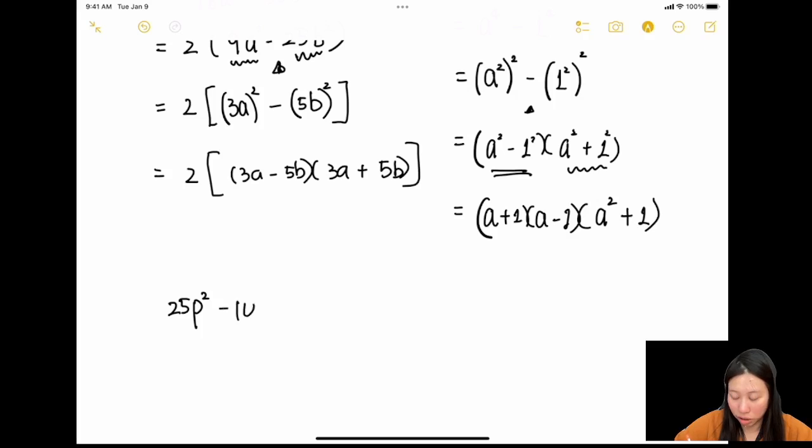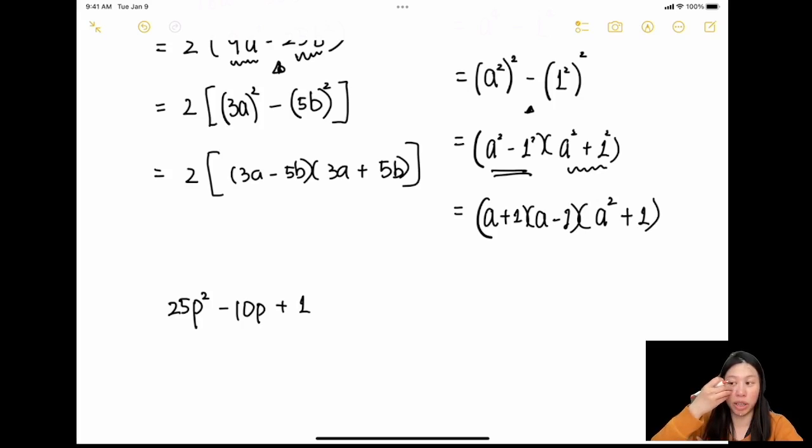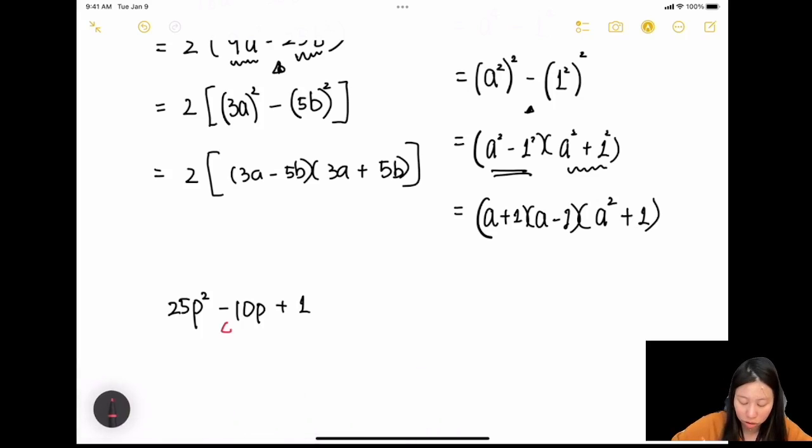Okay, and then you might also see 25p squared minus 10p plus 1. Here's another example, number 3. So this has 3 terms. If you see 3 terms, the first thing you should try is factoring the common factor. Since we have 25, 10, and 1, these are relatively prime, so that means these are already the simplest form, and we cannot factor anything out. So since there are 3 terms and this is subtraction, we're looking for something like a squared minus 2ab plus b squared.